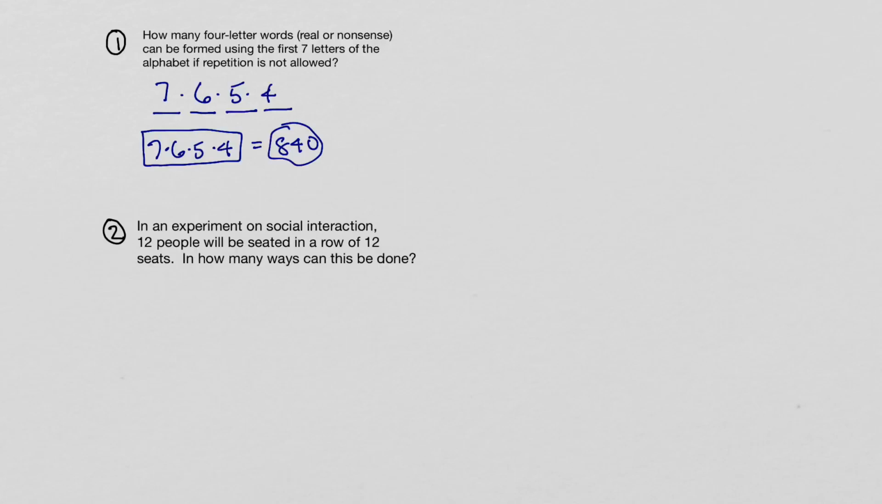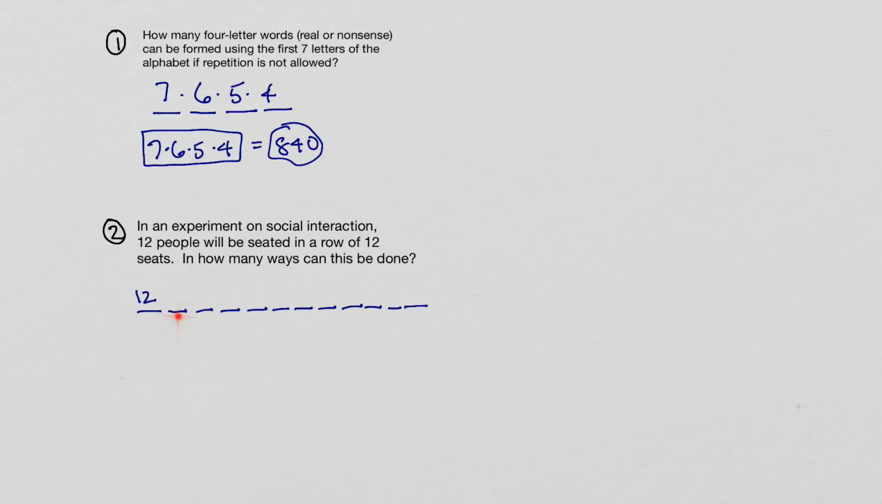Now, problem 2, what we have are 12 people, and we're going to put them in a row of 12 seats. So I'm going to draw this here. It's going to be 1, 2, 3, 4, 5, 6, 7, 8, 9, 10, 11, 12. And how many ways can we place these people? Well, look, in the first seat here, in the leftmost seat, we could place any one of those 12 people. So there's 12 ways to make that decision.